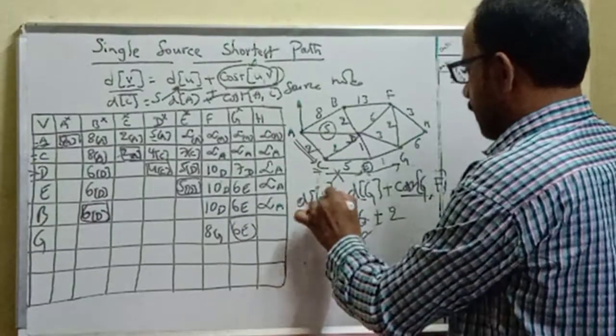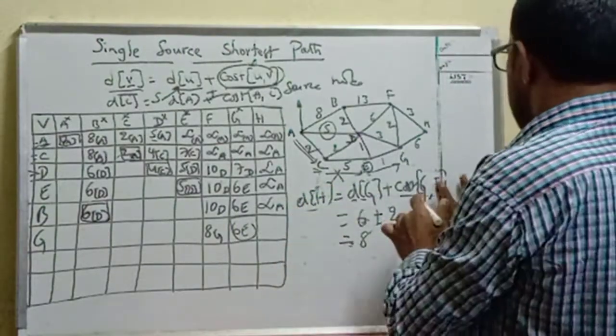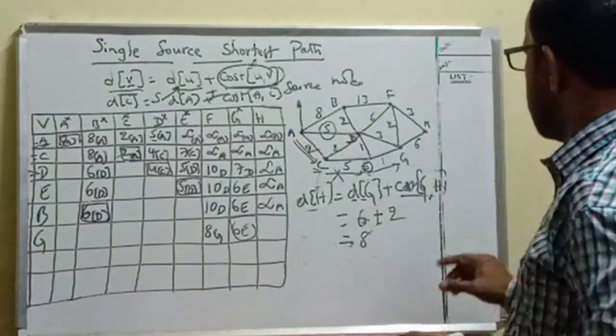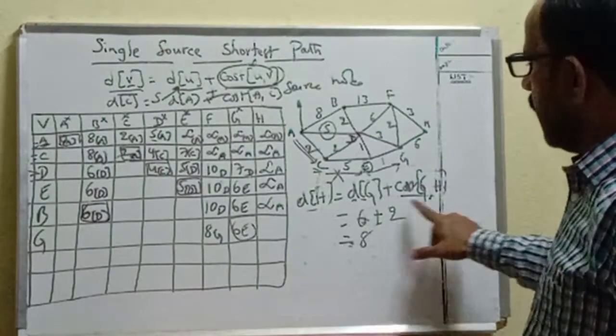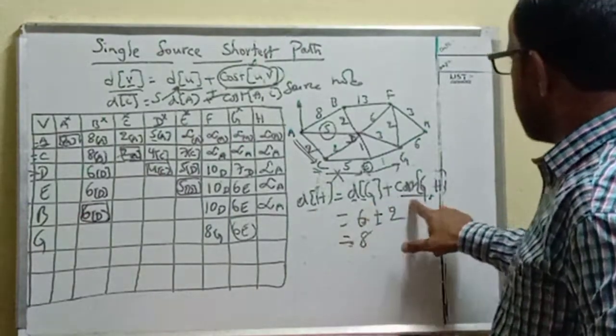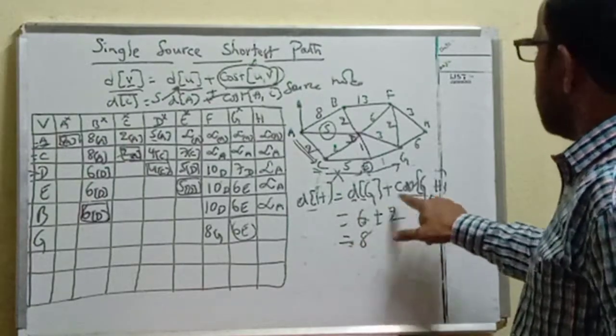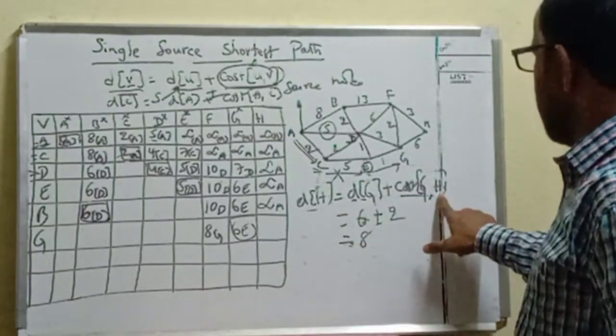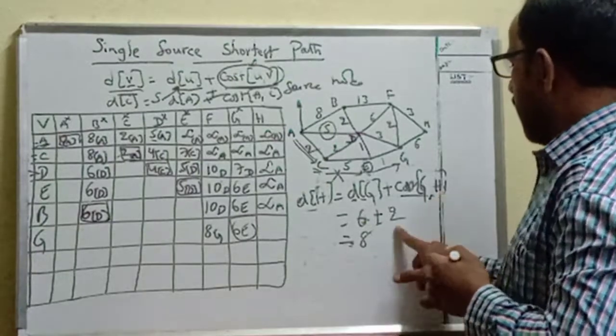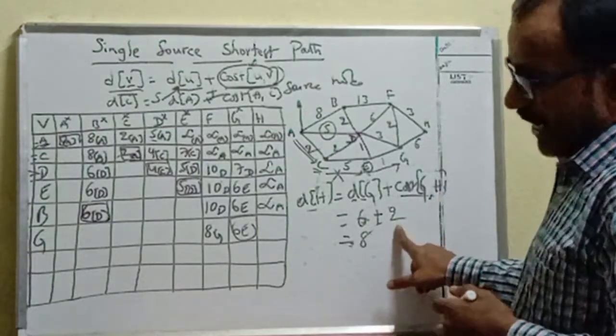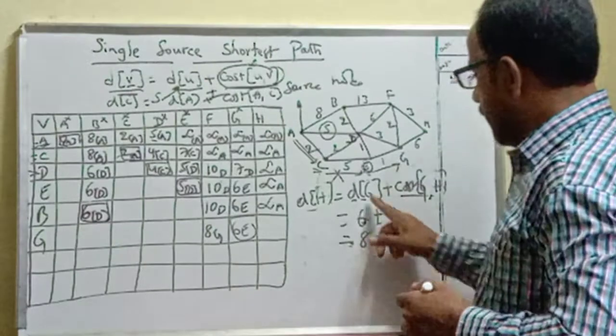Next one is H. D of H. G comma H we are supposed to take. So D of H equals D of G plus cost of G comma H. D of G is the intermediate node plus the cost of that intermediate node to H. If there is a direct edge, then add the direct edge cost, otherwise add infinite. Then D of G is 6 units.